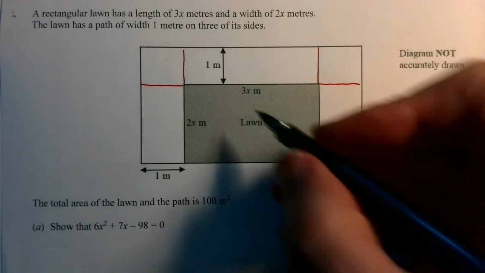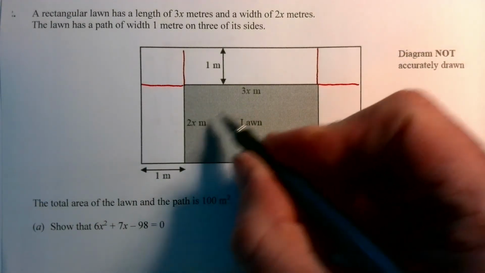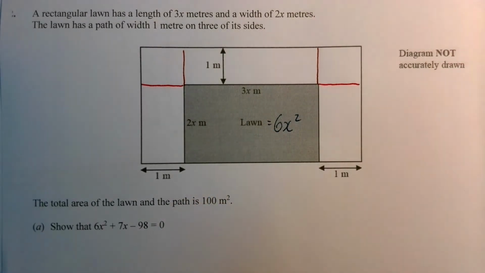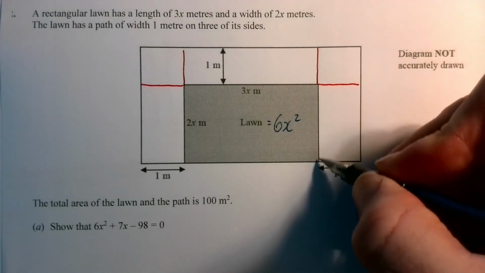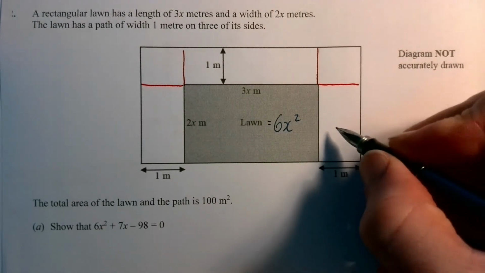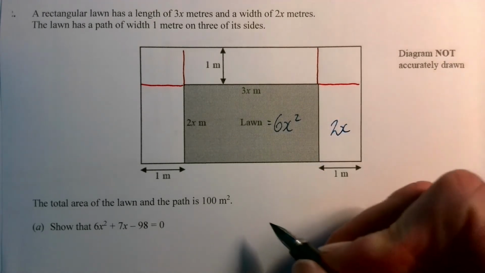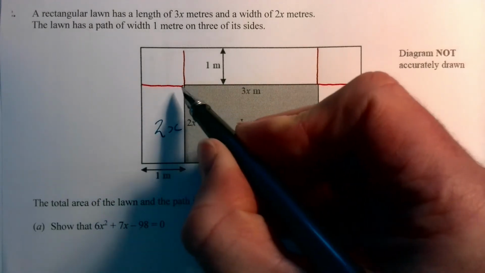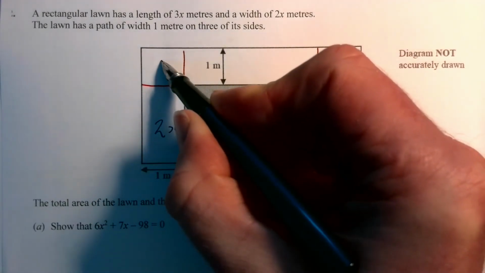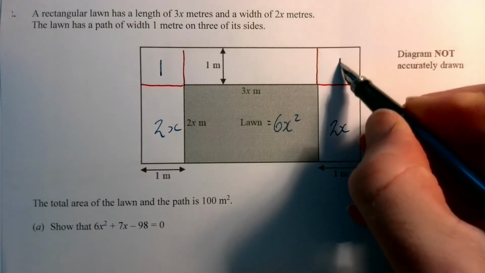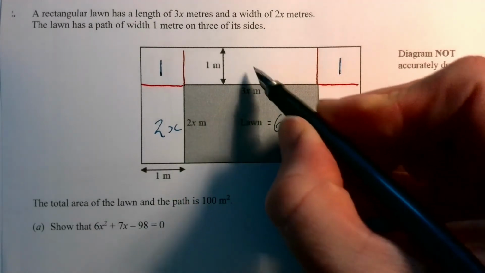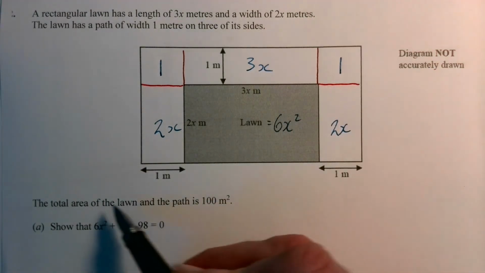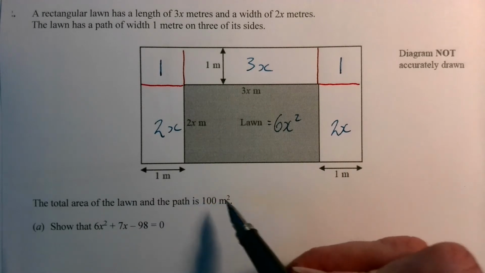Right, so what you should have for the lawn is 2x times 3x is 6x squared. This part here is 2x high and 1 wide. 1 times anything is just itself, so that's 2x. 2x times 1 gives you 2x there. This is 1 wide and it's 1 high. 1 times 1 is 1. 1 times 1 is 1. 1 times 3x is 3x. And they say that the total area of the lawn and path is 100 meters squared.